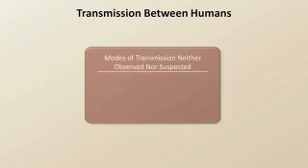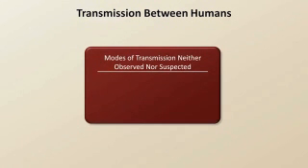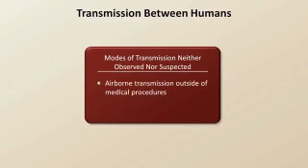These must be contrasted with modes of transmission neither observed nor suspected. There are 2 main ones. First, airborne transmission outside of medical procedures. So you will not catch Ebola by simply walking past a patient in the hallway, provided you don't touch that person's bodily fluids, or any object that person has also touched. Another mode of transmission which has not been observed is transmission via mosquitoes and ticks. Unlike some other viruses, Ebola is incapable of surviving in blood-sucking insects.